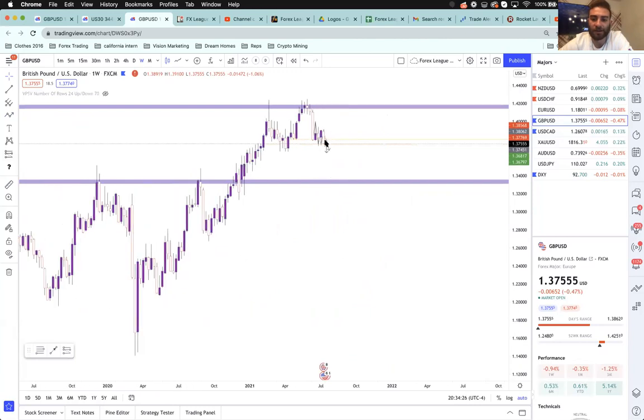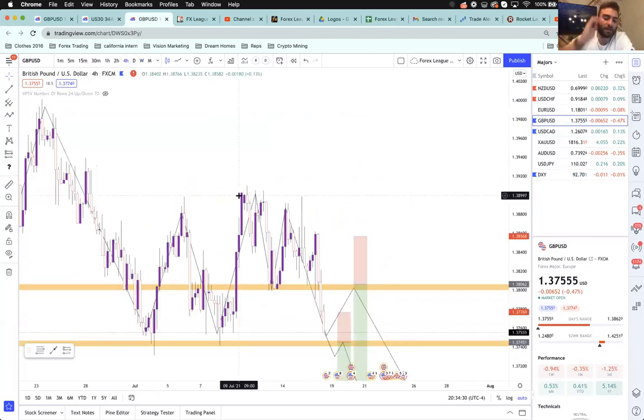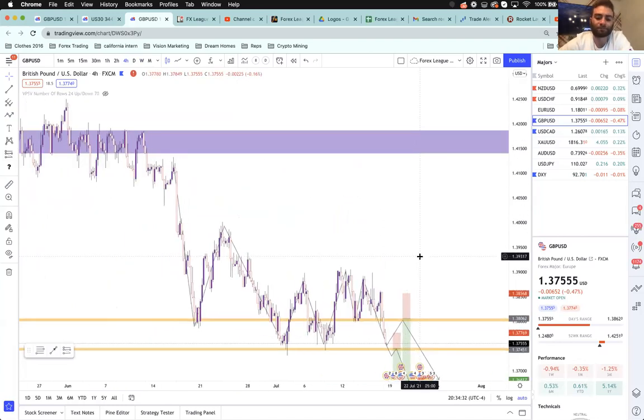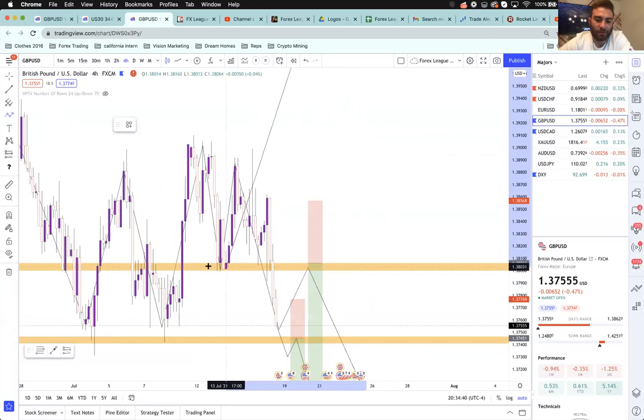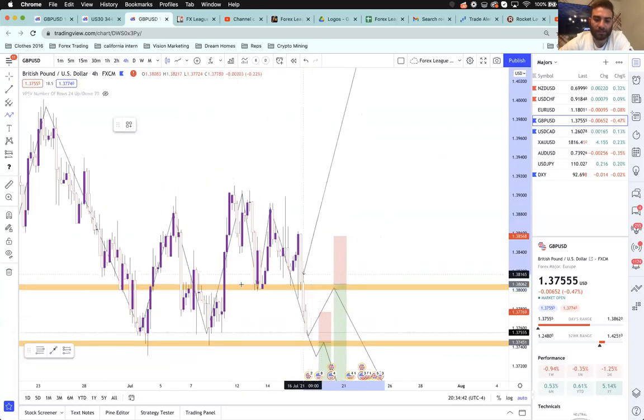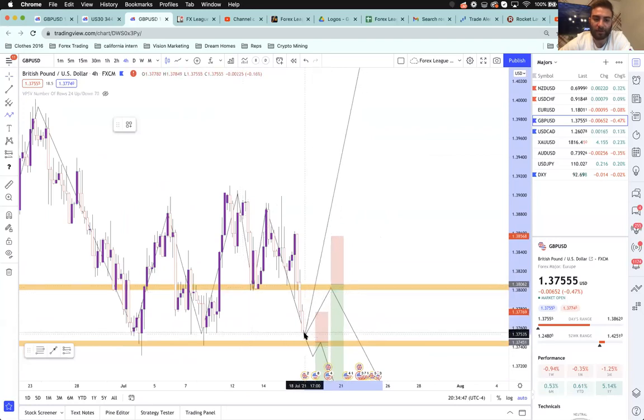And I do anticipate it moving lower considering how price action is forming. Coming down to the 4-hour time frame, it's very clear that we're in a downtrend, forming lower lows, lower highs, lower low, lower high, lower low, lower high. And then last week, we broke the support. We did form that mini low, and we actually broke that. Now we're down here.